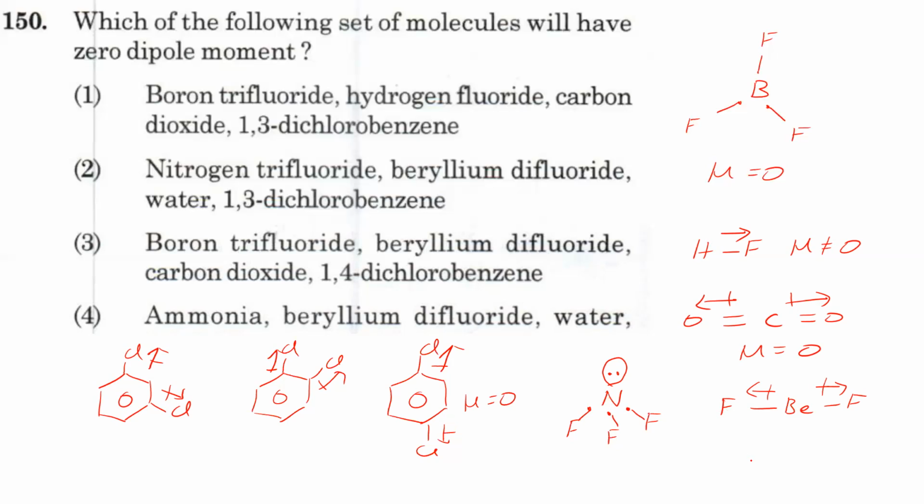Water: the central atom is oxygen with 2 hydrogen atoms. Oxygen comes under group 6A, so the valence shell has 6 electrons. Out of 6, 2 are bonded and the remaining 4 are lone pairs. Due to the lone pairs and these 2 bonds, it has an angular shape and has a dipole moment. So in this case, all the molecules have 0 dipole moment.